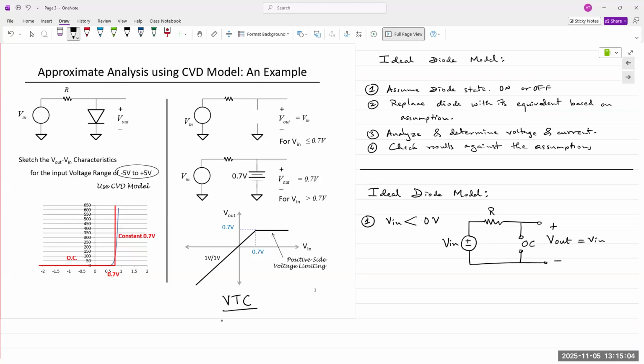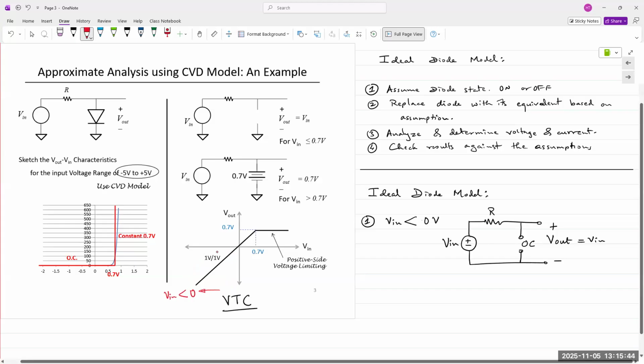And that is what we see here in the third quadrant. In the third quadrant, V in is less than 0, so it's going negative. And if V in is less than 0, then the diode is off. V out is exactly the same as V in.